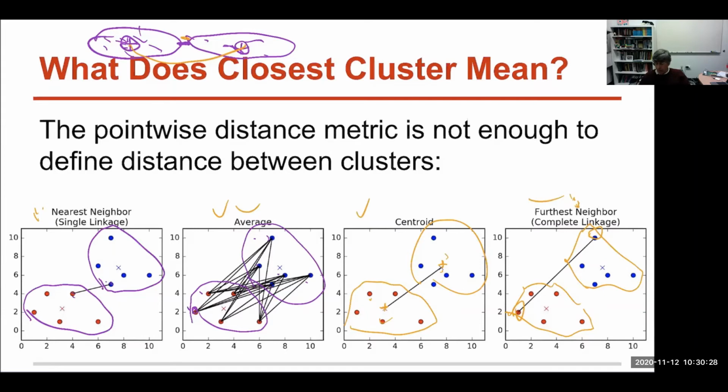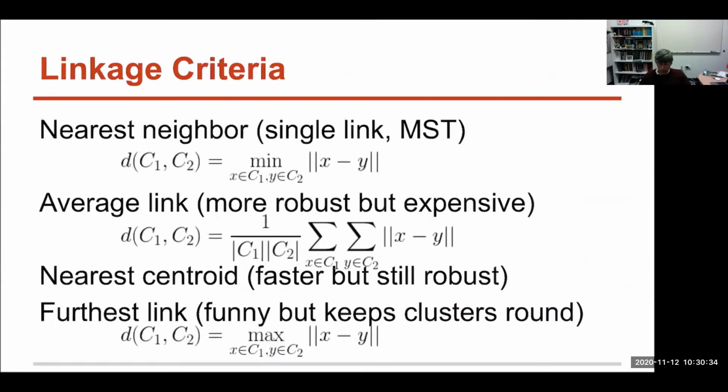But anyway, those are four different possibilities. Here are the more formal definitions of these things. The idea behind agglomerative clustering is you pick one of these four metrics as your distance-between-clusters measure, and then repeatedly merge clusters according to this. Any questions?